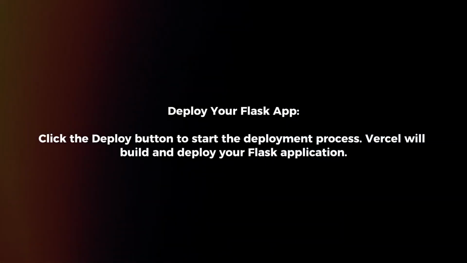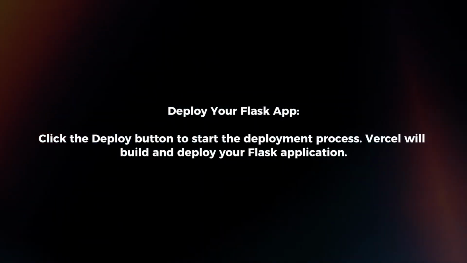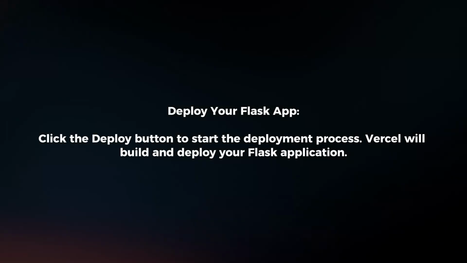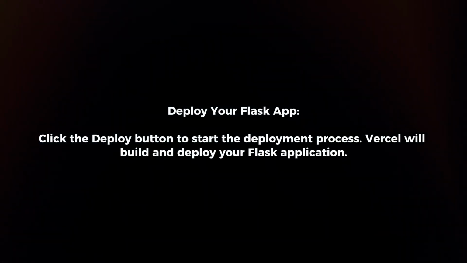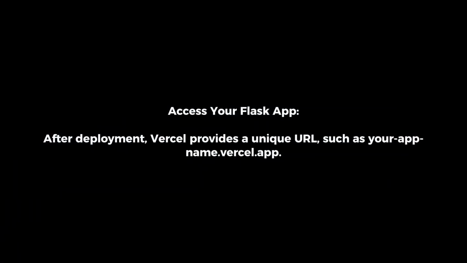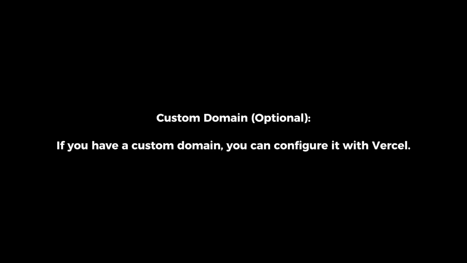Deploy your Flask app. Click the Deploy button to start the deployment process. Vercel will build and deploy your Flask application. Access your Flask app. After deployment, Vercel provides a unique URL such as yourappname.vercel.app. Custom domain. If you have a custom domain, you can configure it with Vercel.